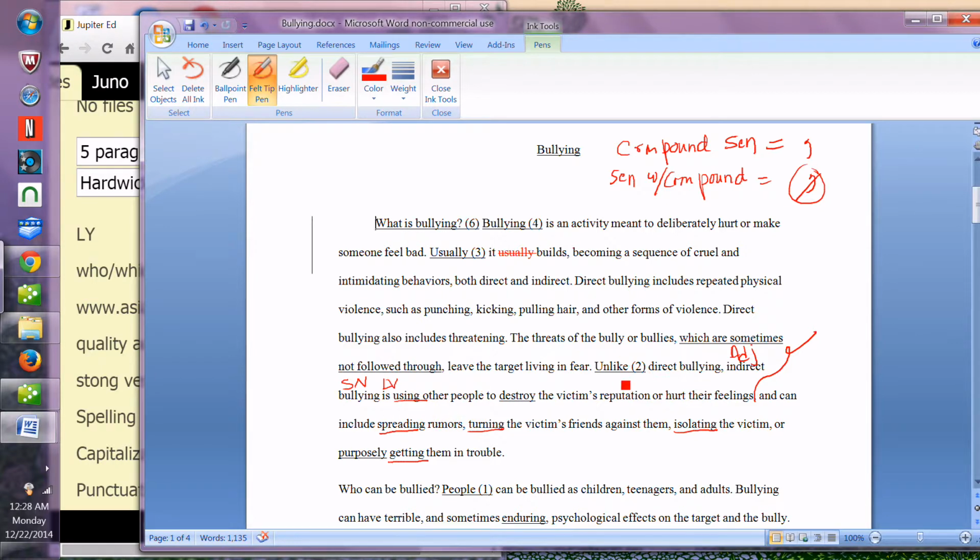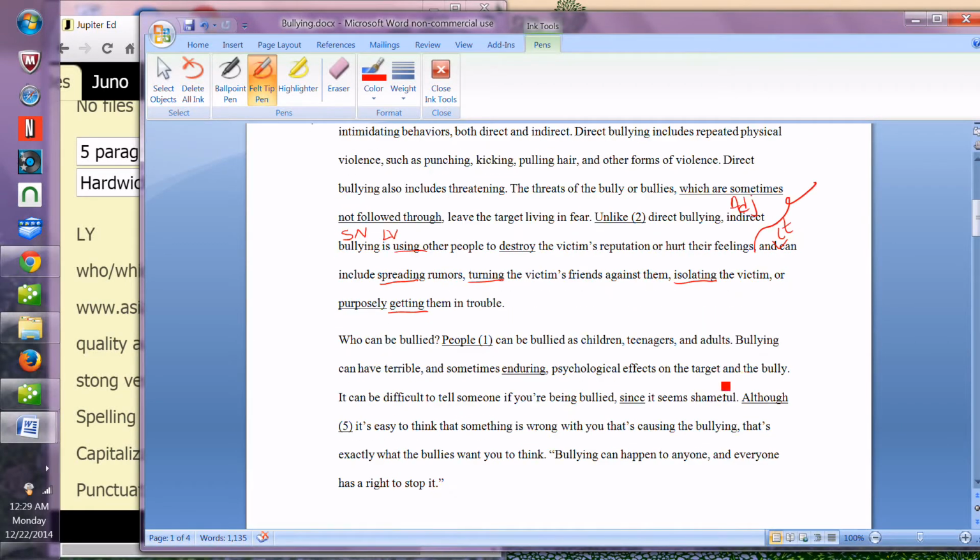So basically, if I was taking out all the dress-ups in the sentence, you could say bullying is using people. Bullying can include spreading rumors. Bullying is isolating. Bullying is getting. And so that's how those are all compound verbs. That's one way to fix it. Take it out, or you could put "and it," and then you have a compound sentence because you have a subject on the other side of the comma. So two ways you can fix that.